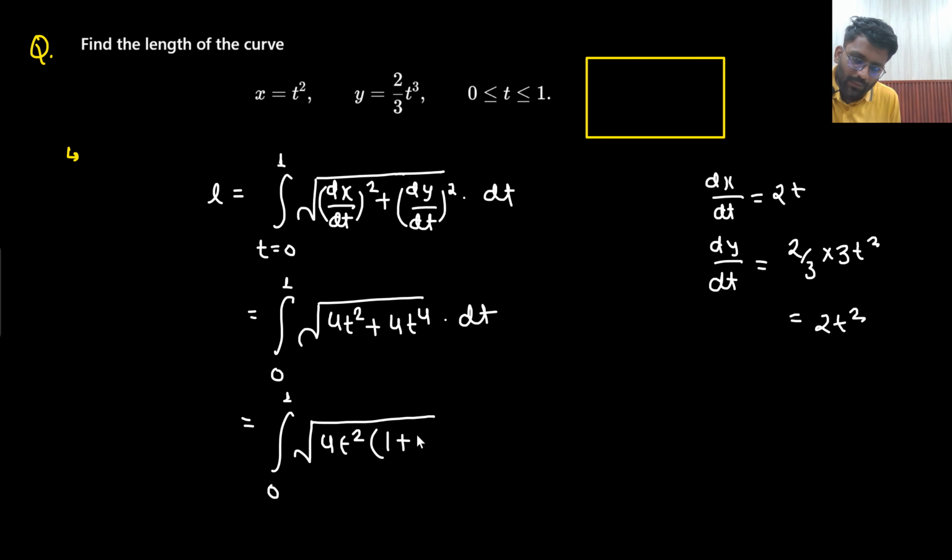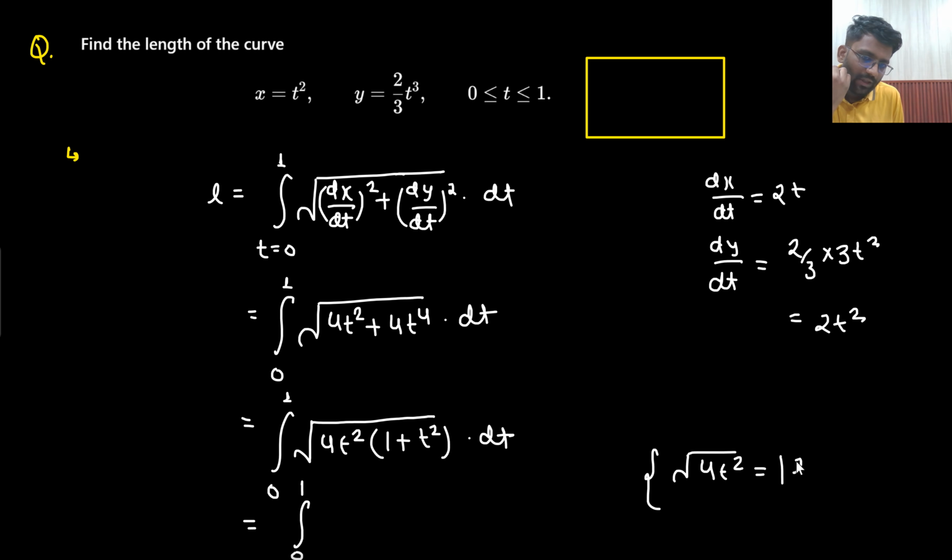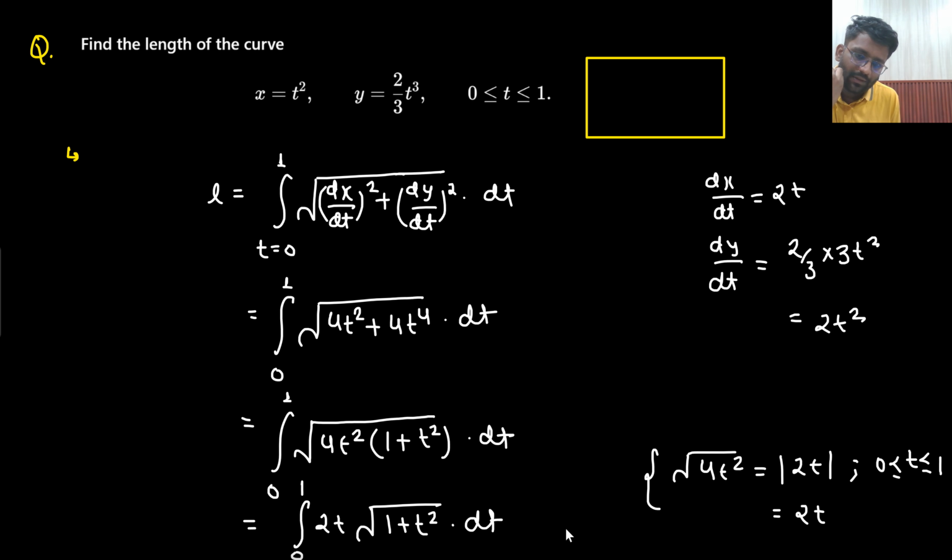4t square into 1 plus t square dt. Say yes or no. T going from 0 to 1. Now the square root of 4t square will come outward as mod of 2t. But if t is between 0 to 1, then this will always be positive, so it will come out as 2t only. So 2t into the square root of 1 plus t square dt. Can you solve this integration now?